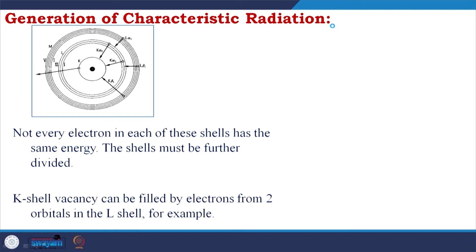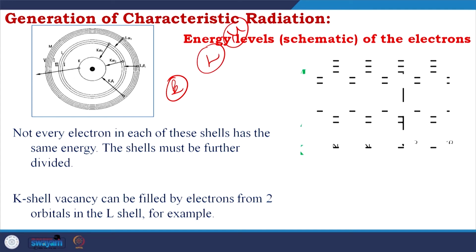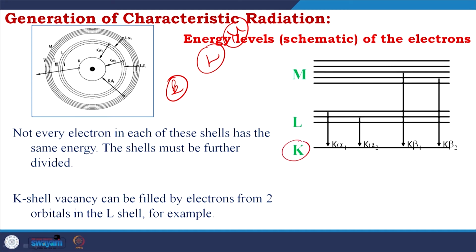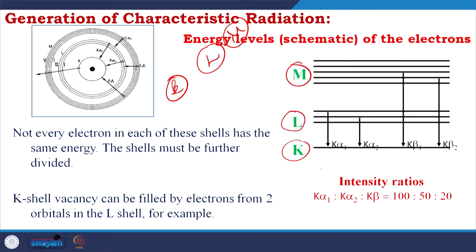K shell vacancy can be filled by electrons from 2 orbitals in the L shell. So, K, L and M. When there is a vacancy in K, this would be filled by L and then M. Energy levels of the electrons, as I talked about, K, L and M. So, when one jump it is alpha, when 2 jumps it is beta. The intensity ratios of alpha 1, alpha 2 and beta is 100 to 50 to 20. So, this one is the most efficient.